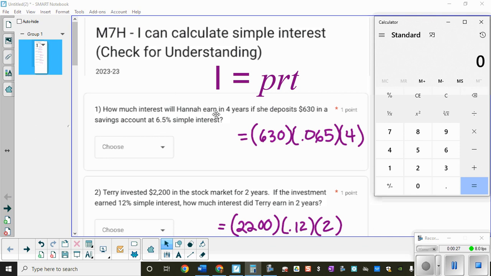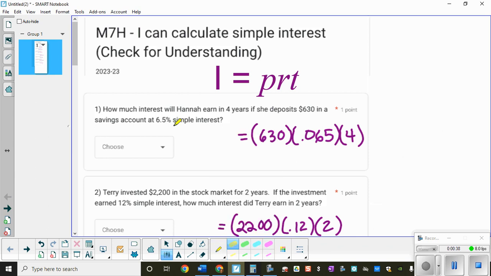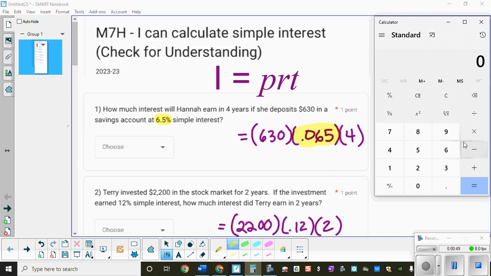How much interest will Hannah earn in 4 years if she deposits $630 into a savings account at 6.5% simple interest? So the first thing I want to call your attention to is that the 6.5%, make sure you got that that's a 0.065, not just a 0.65. When you move that decimal back twice, it's a 0.065. We have the principal amount, the 630, and we know that it's going to be in the account for 4 years. Since it wants to know how much interest Hannah will earn, we're going to stop once we multiply these three numbers. So we're going to take the principal amount times the 0.065 times the 4 years that it's going to be in the account.